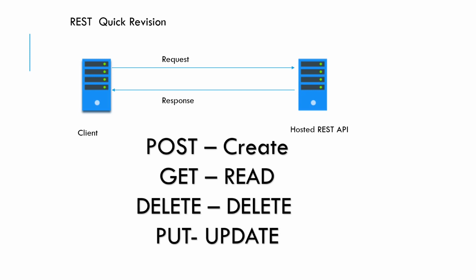Then we have these HTTP verbs: POST is used to create, GET is used to read the resources, DELETE is to delete, and PUT is to update any resources existing on the server. These are basically representing the CRUD operations which we normally do in our REST web service or any web services.